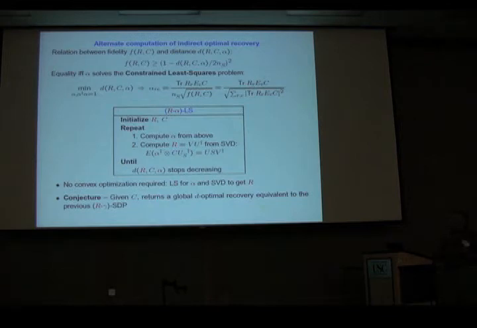There's no convex optimization here. It's really basically least squares, or SVD, which is pretty efficient, or QR algorithms, if you're familiar with it. I thought I had a proof, I'm not sure, but I'm pretty convinced that this returns the same global recovery as we get with the SDP method. But we'll get that proof.